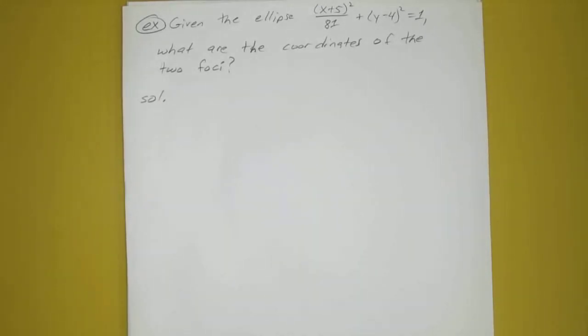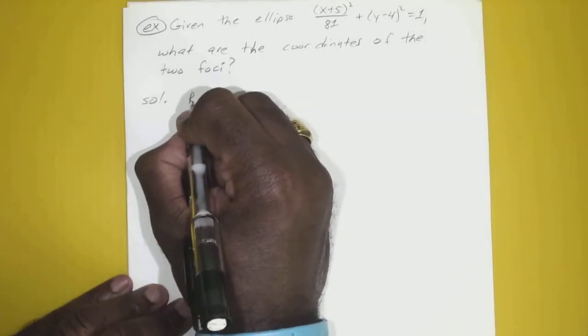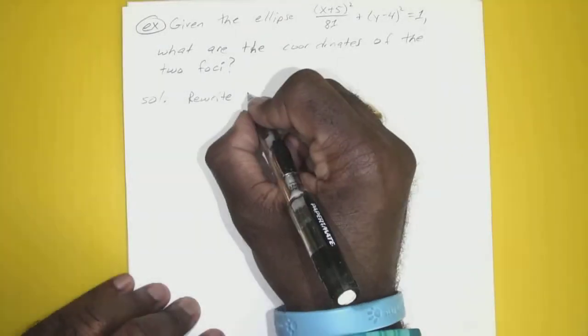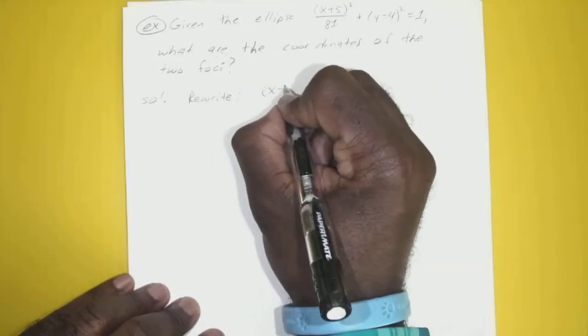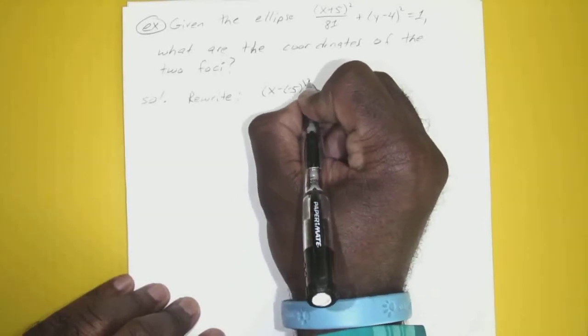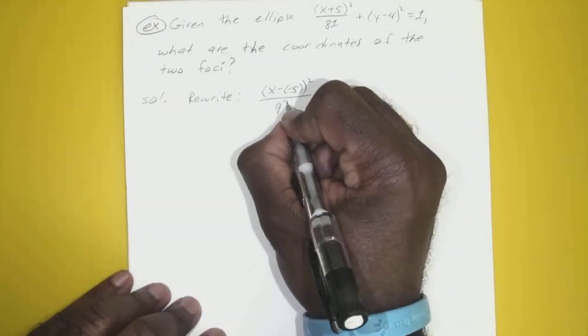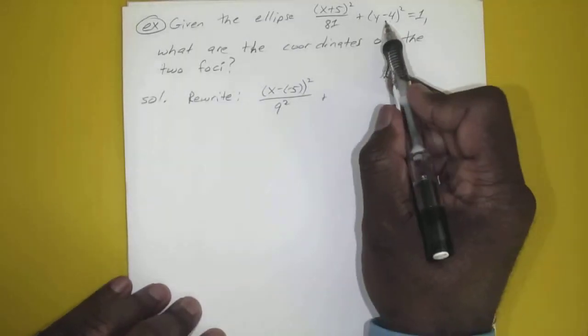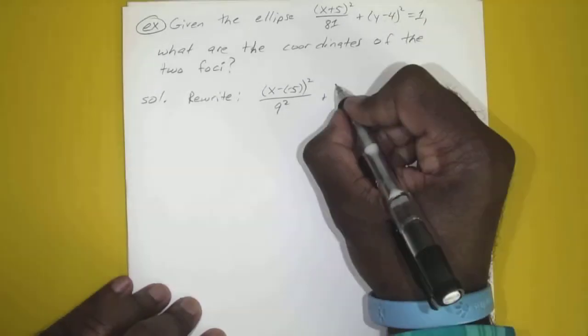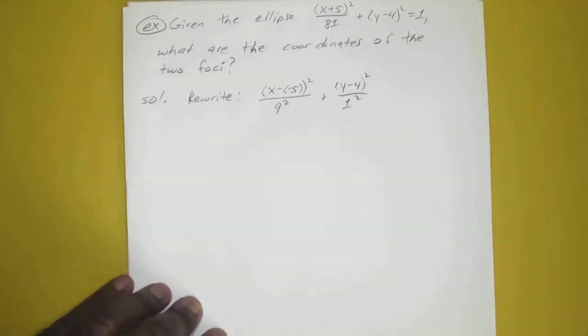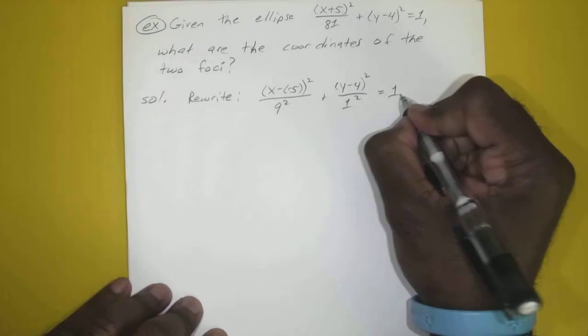So this one, the first thing you want to do is rewrite it so it kind of matches up your formula. Okay, so we have x plus 5, and instead of x plus 5, we make it x minus negative 5. So x minus negative 5 squared, and instead of 81, we'll just make it 9 squared. Plus, instead of y minus 4 squared, we're going to rewrite that as y minus 4 squared over 1 squared equals 1.